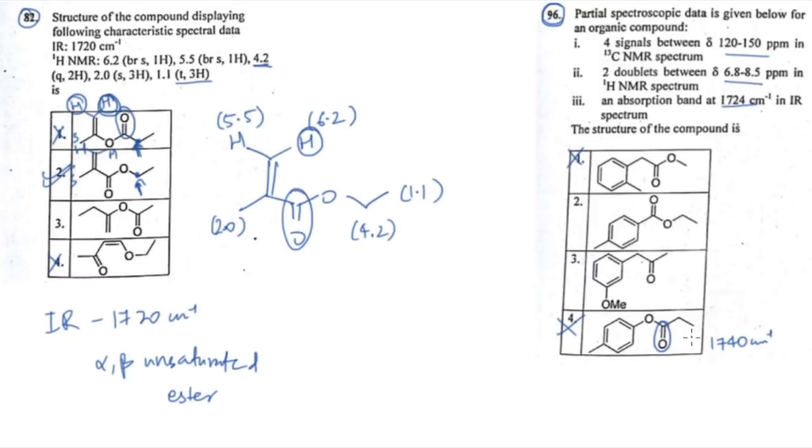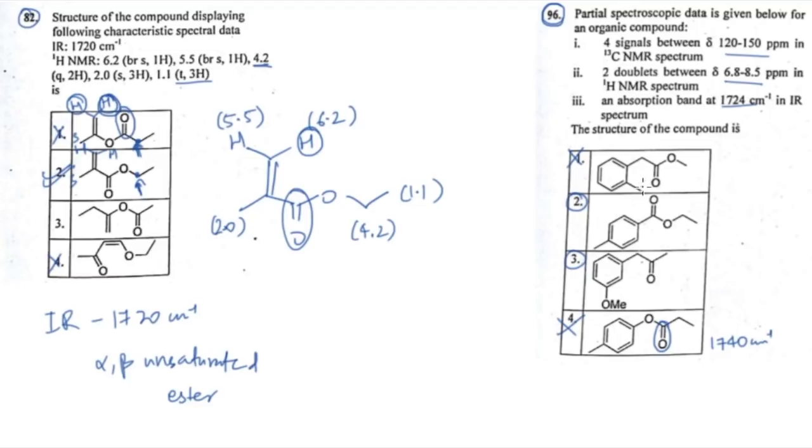Okay, so remember 1725 is for an alpha beta unsaturated ester, and also the carbonyl of that ester should be in conjugation with the carbon-carbon double bond. Okay, so now it can be either the alpha beta unsaturated ester of option 2 or a simple ketone of option number 3. Now if you check over here, your NMR data will help you to decide. So you are getting two doublets between 6.8 to 8.5. That tells you that there are two doublets.